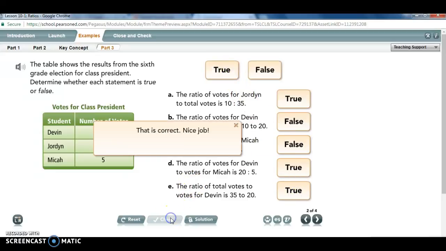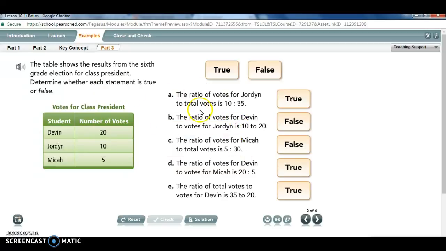We can check our answers. Awesome job. So, to explain any of this, Jordan to total votes, Jordan had 10, and if we added all of these together, we would get 35. Devin to Jordan, Devin has 20, Jordan has 10. Devin's name was first, so this is false because it's not 10 to 20, it should be 20 to 10. This one is incorrect because the total number is not 30. If we counted all of this together, we would get 35, and then the last two were true.